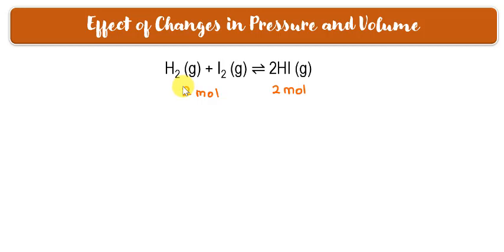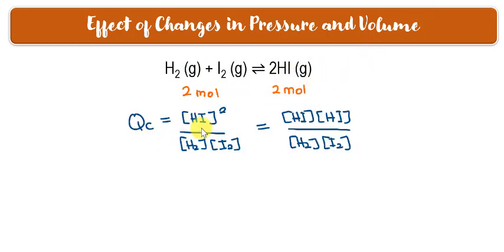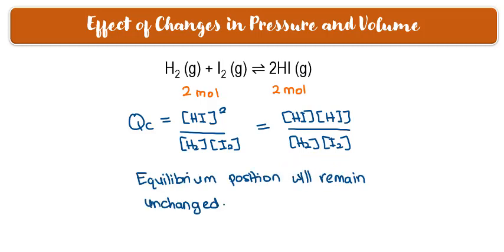The second situation is the reactions in which the number of moles of gas does not change. For the formation of hydrogen iodide from its elements, we have the same amount of gas on both sides, which is 2 moles of gaseous reactants and 2 moles of gaseous product. Therefore, Qc has the same number of terms in the numerator and denominator. Because a change in volume has the same effect on the numerator and the denominator, there is no effect on the equilibrium position. So, whether increasing or decreasing the pressure, the equilibrium position will remain unchanged.